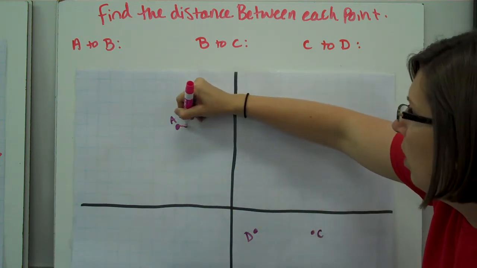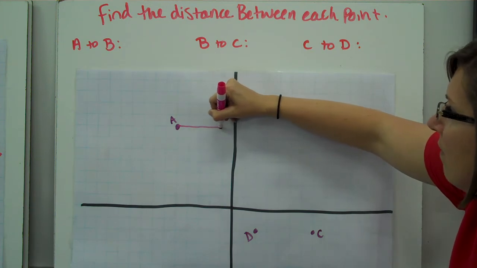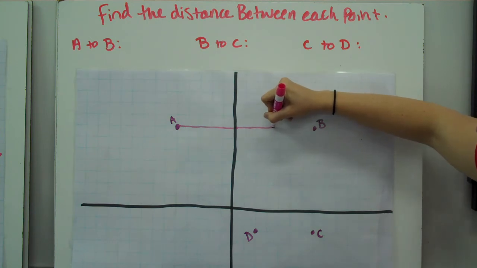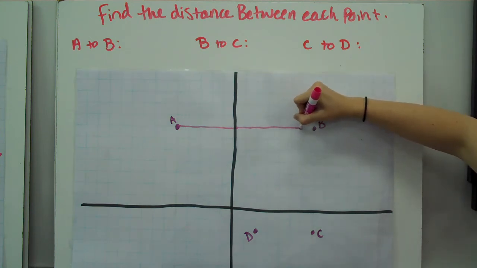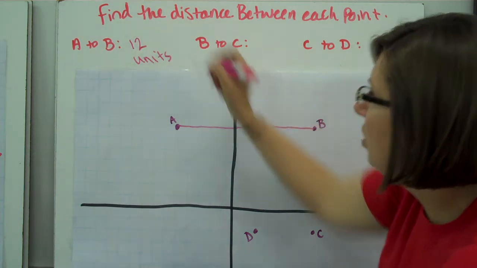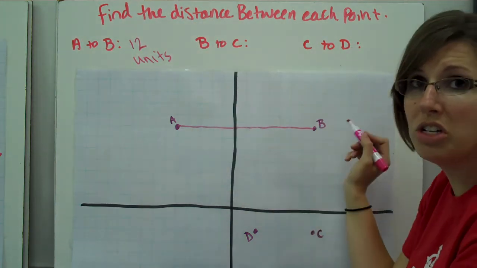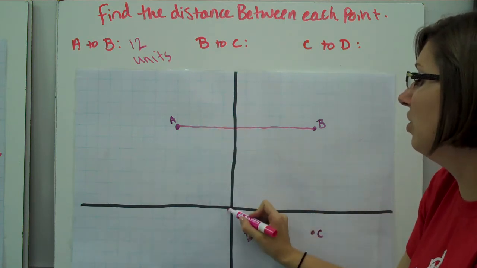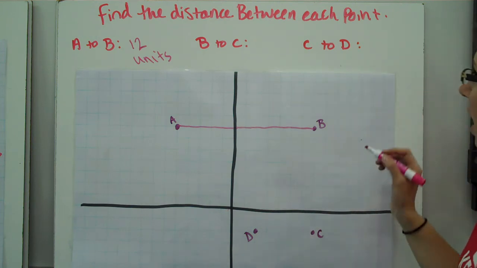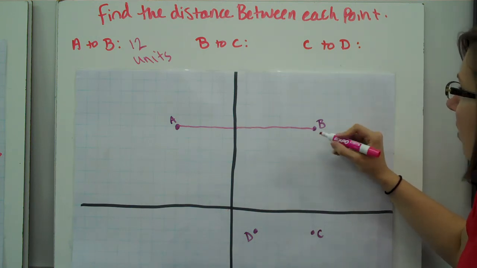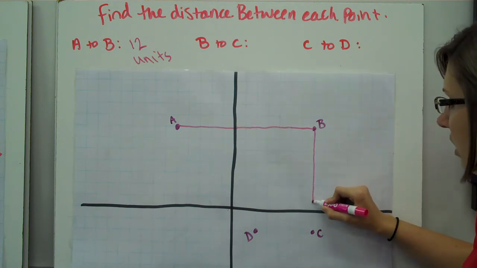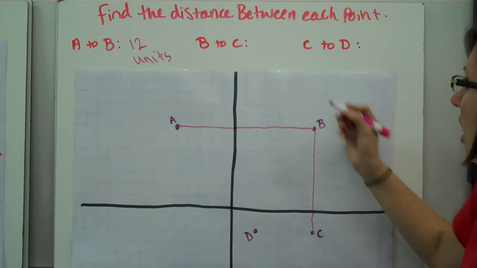So I'm moving 1, 2, 3, 4, 5, 6, 7, 8, 9, 10, 11, 12. 12 units. Notice that I didn't move in a curved direction. I didn't go down to the origin and back up. I just went straight across. Now we're going from B to C. Again, just counting. 1, 2, 3, 4, 5, 6, 7, 8, 9. 9 units.